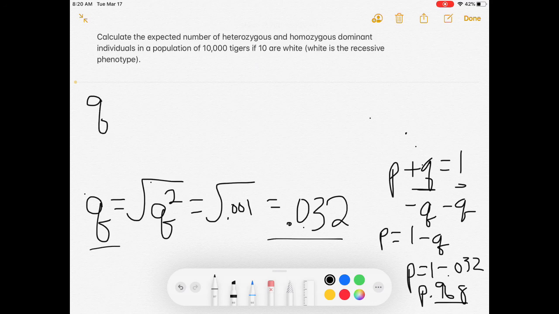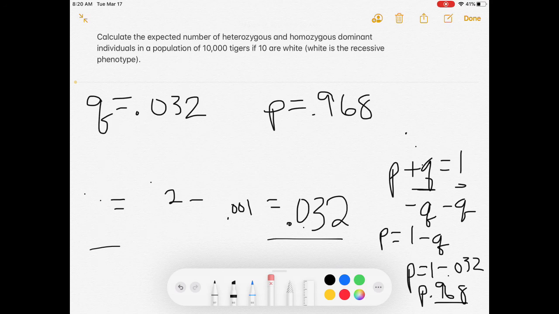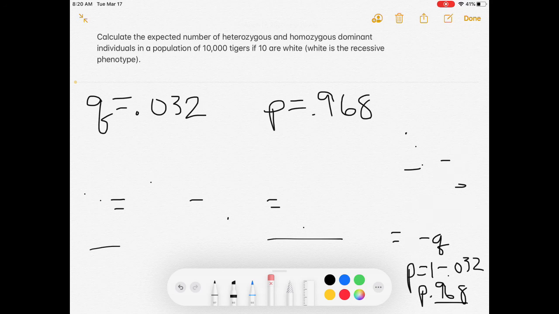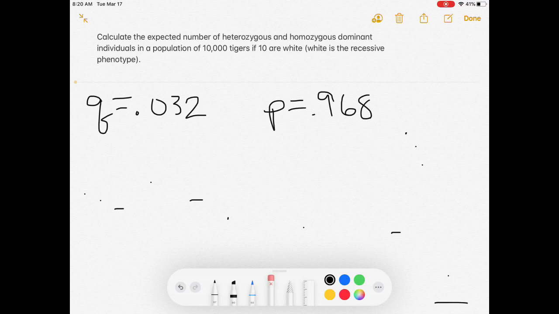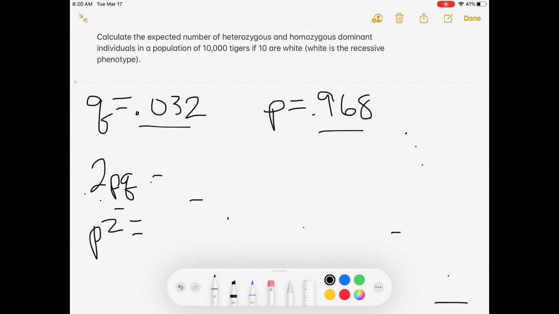So I'm going to just rewrite this. We have q equals 0.032, and we have p equals 0.968. Now remember, in the problem, it says that we are expected to calculate the number of heterozygous individuals, which is 2pq, and we're expected to calculate the number of homozygous dominant individuals, which is p squared. Now that we have a q value and we have a p value, we can easily solve for these.